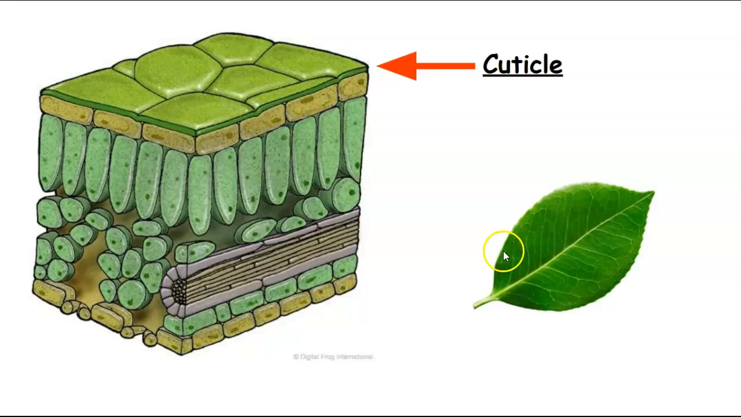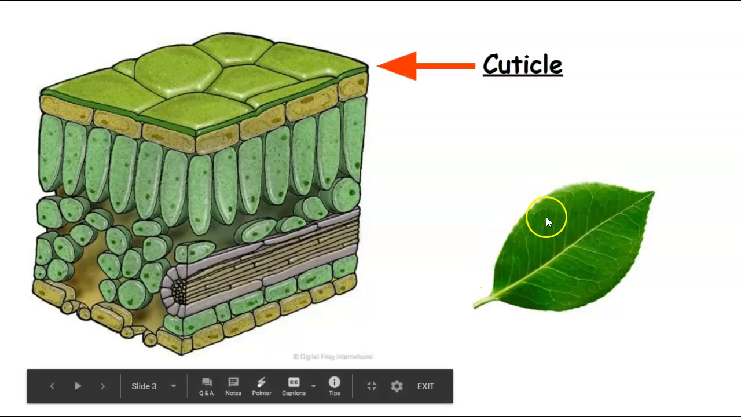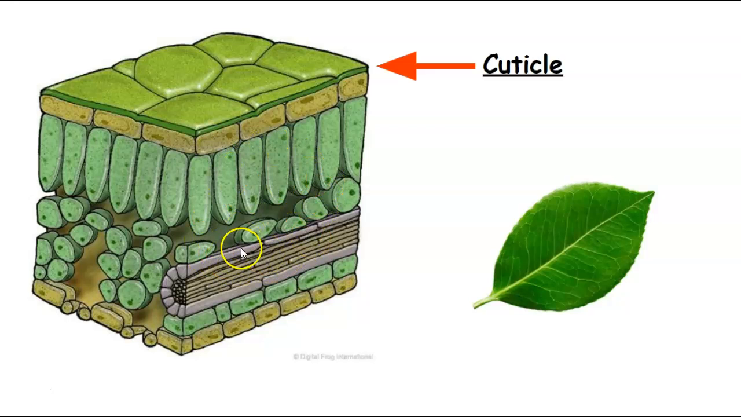What this is showing you is we have a leaf here. Imagine if you were to slice open the leaf and look at it from the side. Think of a cake. If you're slicing open a cake, you can see the layers on the inside. These are the layers of the leaf. So the first part of the leaf that we're going to talk about is this very top layer. It's called the cuticle. If you've ever seen leaves that are shiny, this is what makes leaves shiny. It's like a waxy covering on the outside of the leaf.